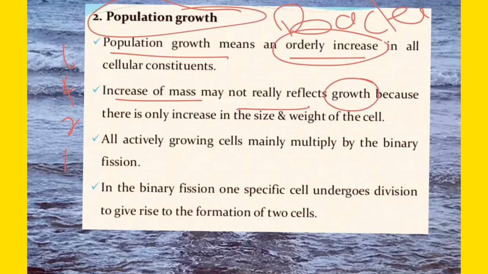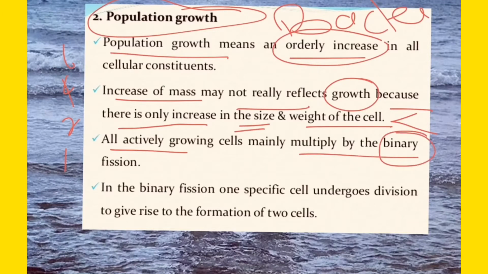You cannot equate the two: if the mass increases, it does not mean the number of cells increases. It is not equal, because the increase in the size and weight of the cells is required only for the divisions. All actively growing cells mainly multiply by binary fission. This is one of the major steps in bacteria. In binary fission, one cell undergoes division to give rise to two cells.